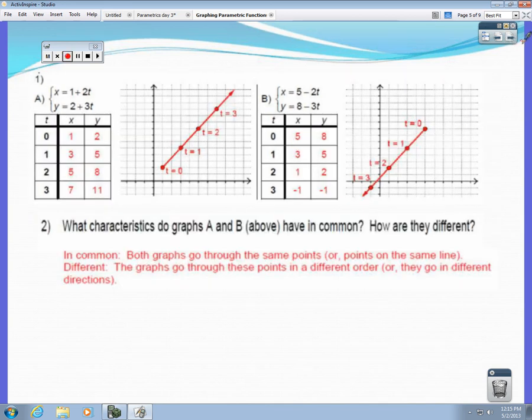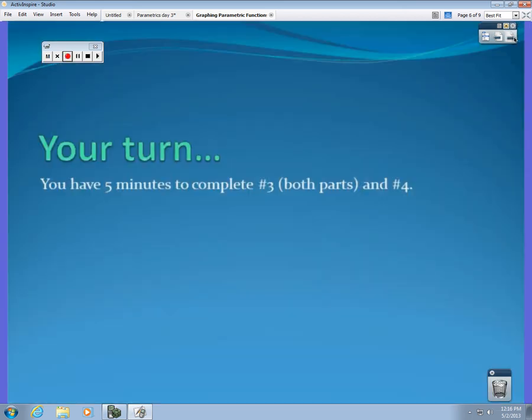Now, look at the characteristics they have in common. How are those graphs different? How are they alike? Well, they do have some of the same points, but they start in different places, and they're going in different directions. So you'll notice these graphs are not exactly the same, even though they share some points, because of the starting point and the direction that it's moving. If you will pause the video, work numbers 3 and 4, and then you can start the video when you have done as much as you can do.